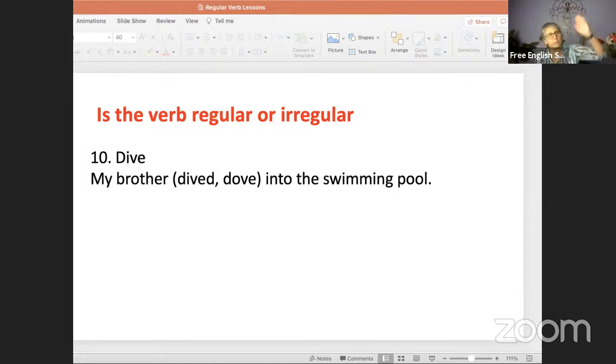Dive, ऊपर से छलांग लगाना पानी में, डाइव करना पानी में, जंप करके पानी के अंदर जाना, डाइव. So my brother dived into the swimming pool, or my brother dove into the swimming pool. So let's see who can make it. My brother dived into the swimming pool, or my brother dove into the swimming pool.